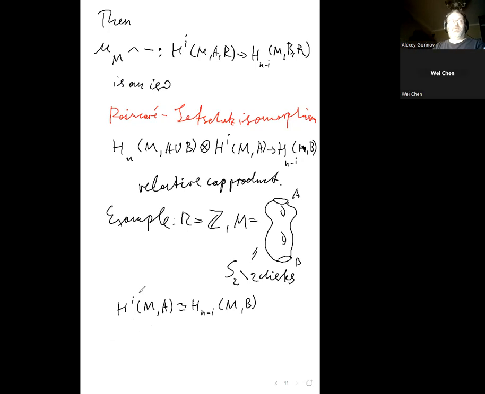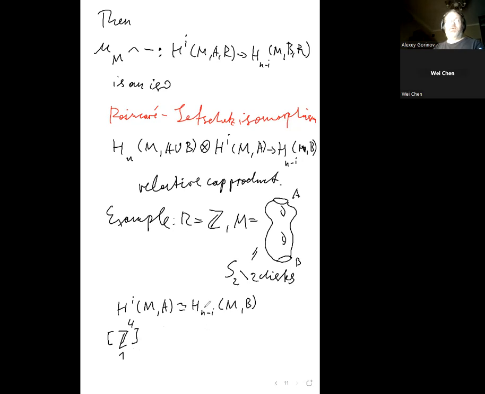No, the group on the left will be just Z to some power in degree 1. But which power? 2 times 2G4. Yes. So here we have just Z to the 4 in degree 1.